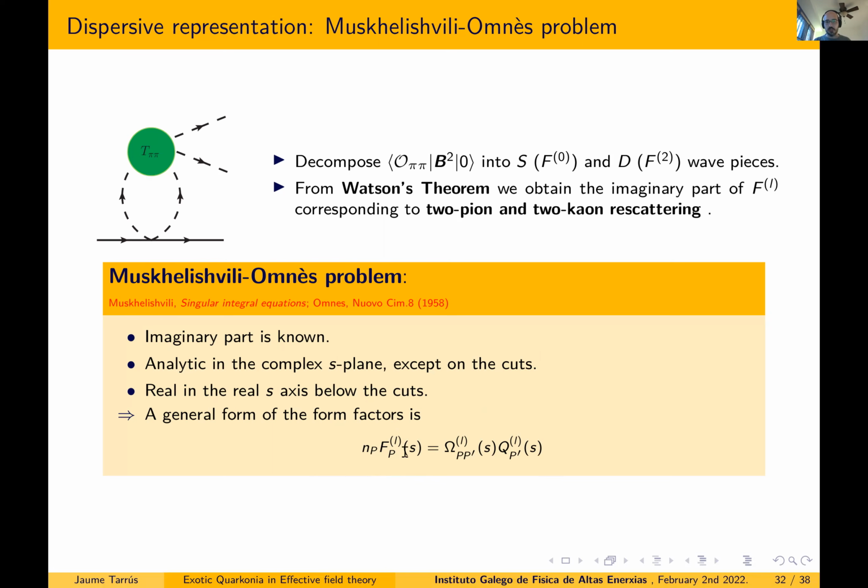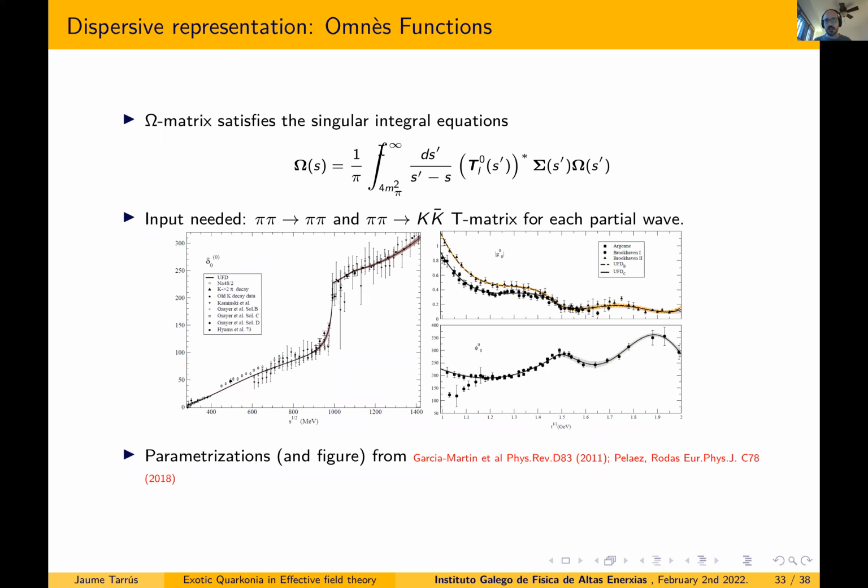So these are the form factors. These are some Omnes functions, which depend only on the two pion and two kaon scattering, and some subtraction polynomials that depend on the full process. Then this factor here is just a numerical factor depending on the isospin projections. The Omnes functions are the solution of this singular integral equation, where one needs to plug in information on the pion and kaon scattering that goes into this T matrix. For this, one uses a parametrization of the experimental data of these scatterings.